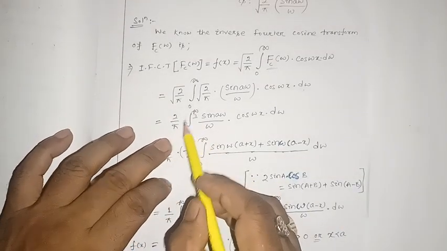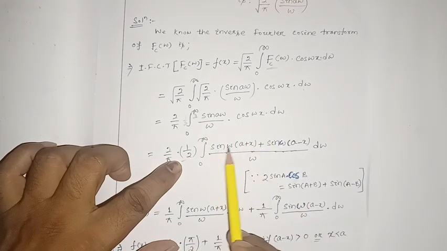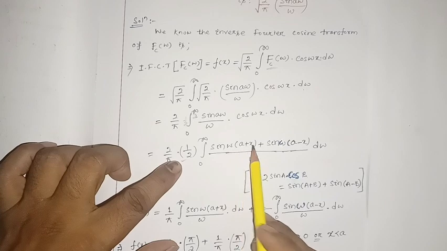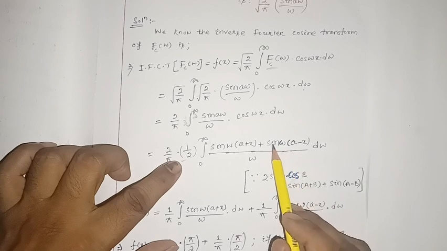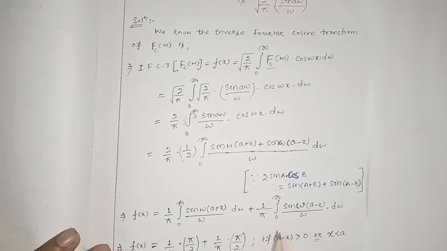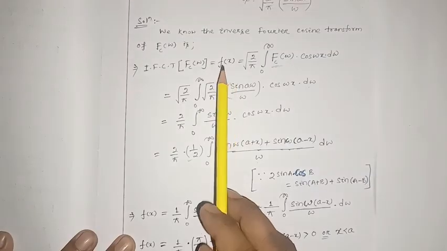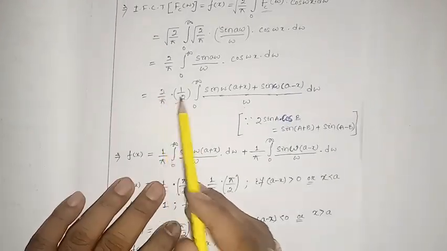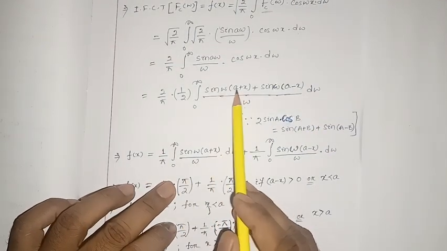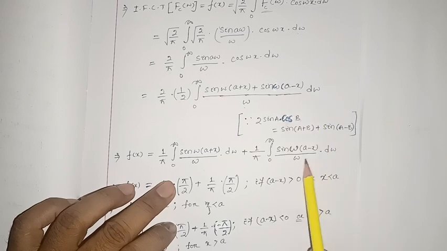So here 1 by 2, 2 by pi, 1 by 2. Here I wrote 2 sine(a omega) cos(omega x) as sine of a omega plus omega x. Omega can be taken outside: sine omega into (a plus x), plus sine of a omega minus omega x, that is sine omega into (a minus x), d omega, whole divided by omega. That implies f(x) will be equal to, here the 2 got cancelled, 1 by pi integral from 0 to infinity sine omega(a plus x) by omega d omega, one term, plus 1 by pi integral from 0 to infinity sine omega(a minus x) by omega d omega, another term.